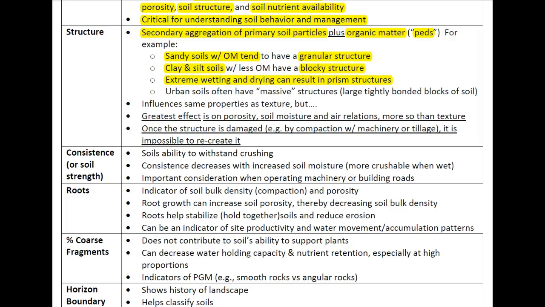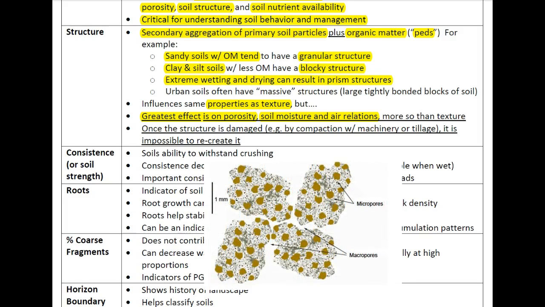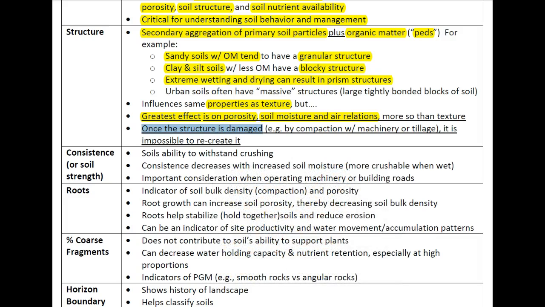Structure influences the same properties as texture, but truly its greatest effect is on porosity, in other words, soil moisture and air relations, more so than texture. We talked about macropores and micropores. Macropores are the pores between the peds, and these pores are where water and air exchange quite rapidly. When structure is damaged in the soil, for instance by compaction with machinery or tillage, it's impossible to recreate it in a short period of time. The structure takes a long time to develop.